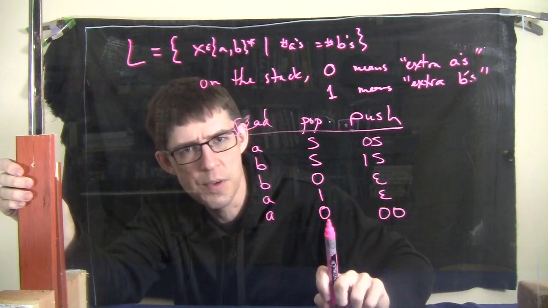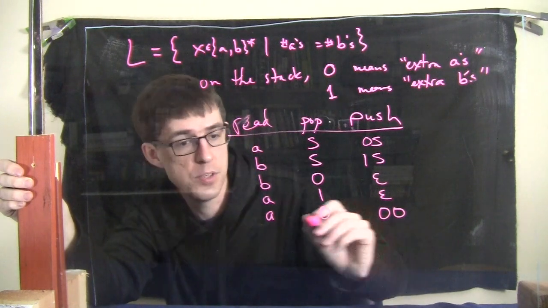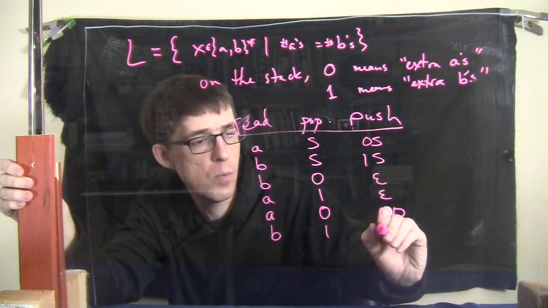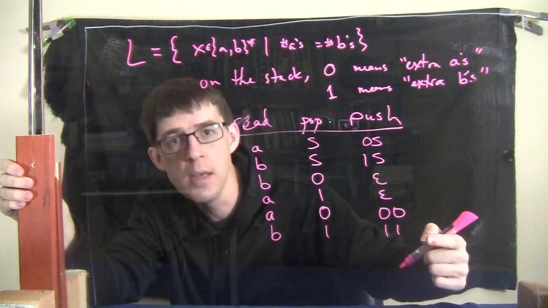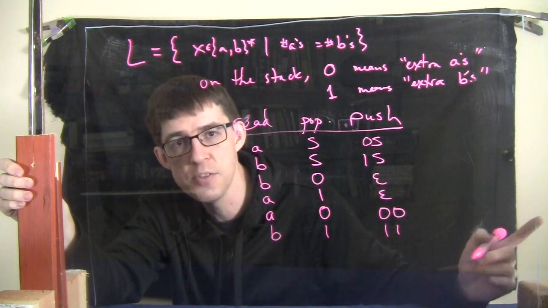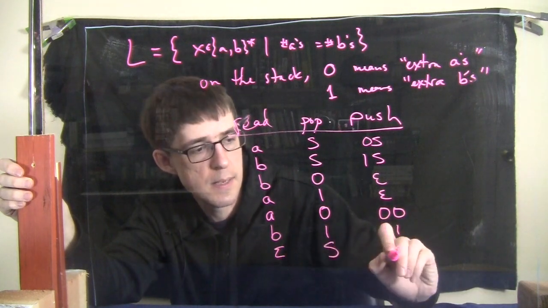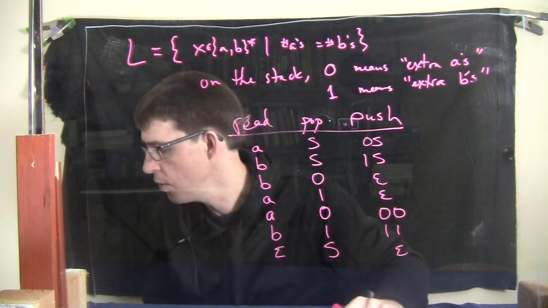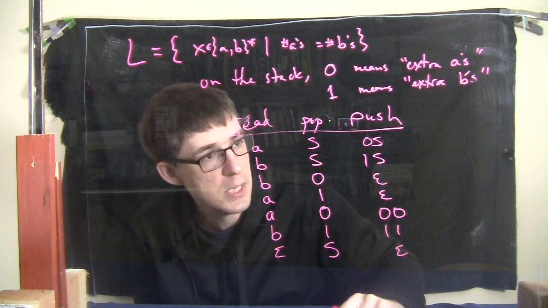Because you popped this one. You got rid of one of the zeros, you have to replace it with one more 0. And then similarly with a B: B, 1, 1, 1. And then these are all the rules that you need. There was one special rule that we did at the end just to clear out the stack at the very end, and that's this, epsilon, S, epsilon. I believe those are all the rules you need for this stack machine.